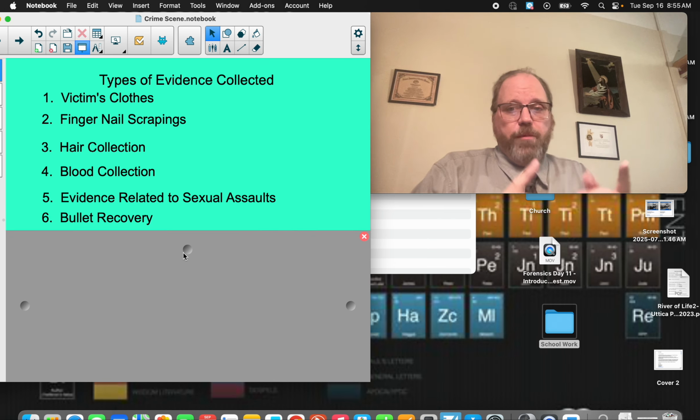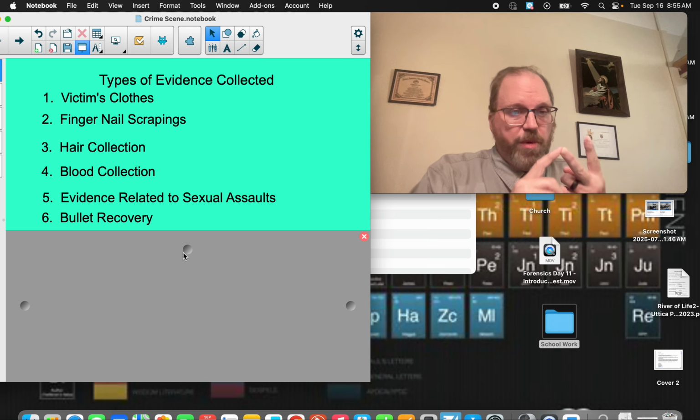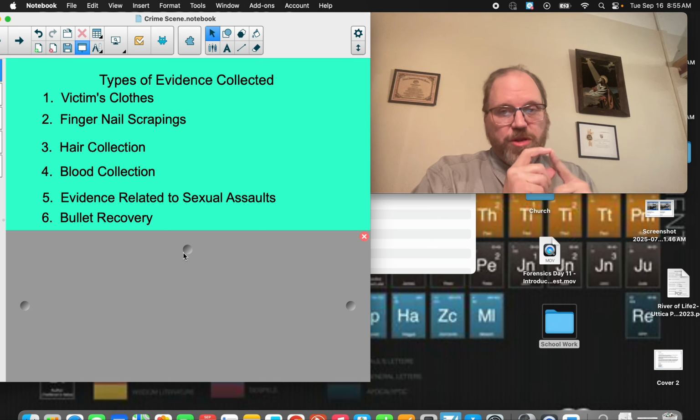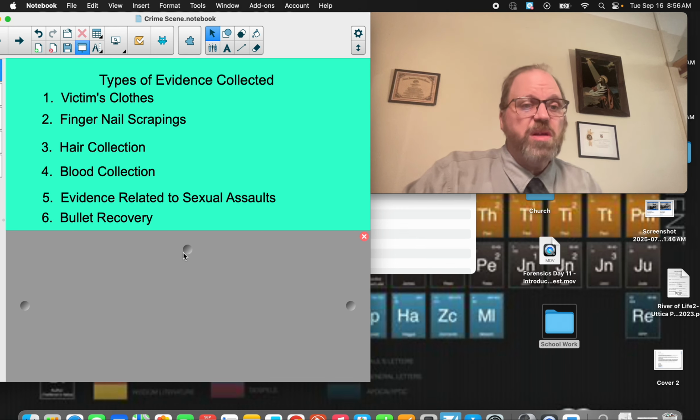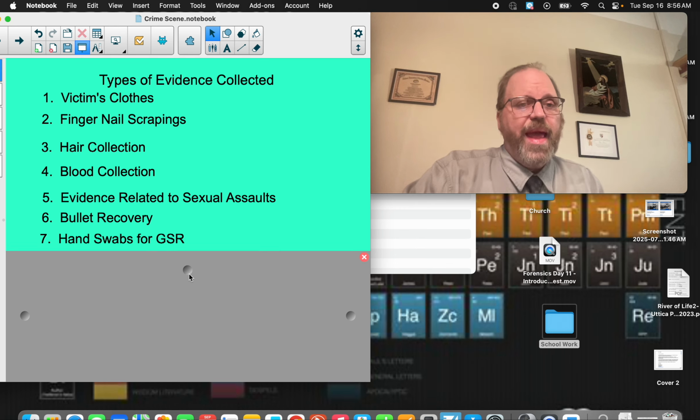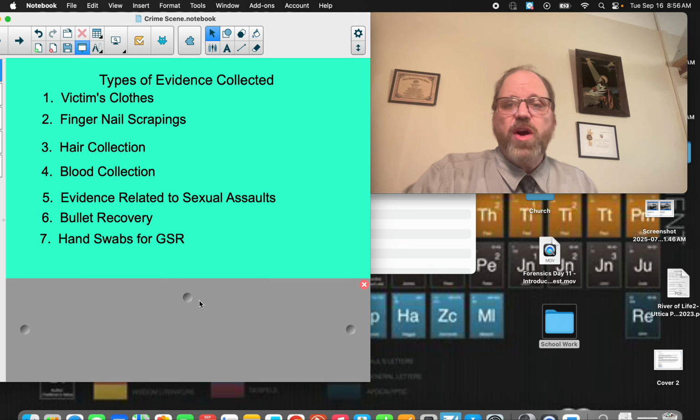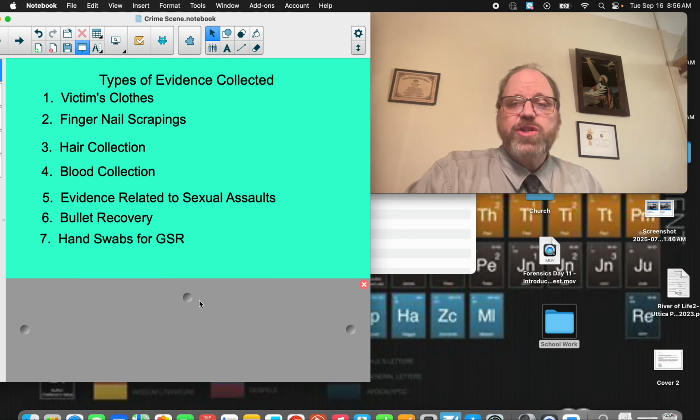Bullet recovery, casings, and the projectile itself, both of those, we make sure we get each of those because we get the striations and identify gun type, the ejection, identify the gun type, identify if we can match exactly the bullet to the gun, and then swab the hands for GSR. GSR stands for gunshot residue.